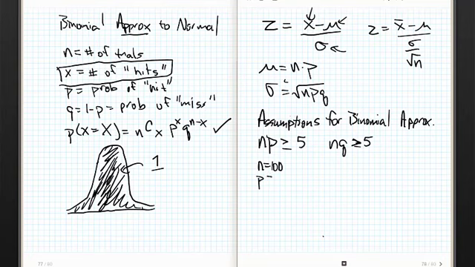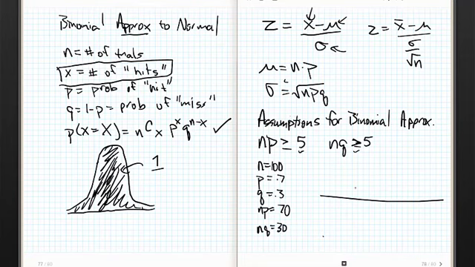We know that p is equal to 0.7, and we know that q is equal to 0.3. So hopefully you remember, if I were to draw a probability distribution, I know that np is equal to 70. Whew, that one's met. I know that nq is equal to 30. Okay, sweet. We're in good shape.